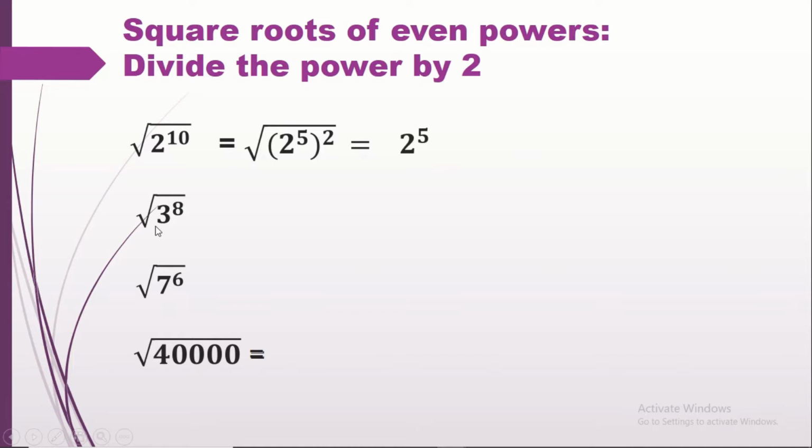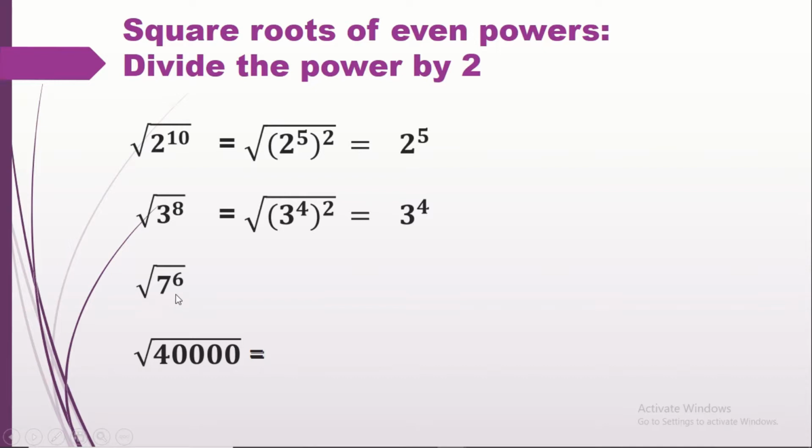Also here, as you see, we have radical 3 to the power 8. 8 is an even power. We can divide it by 2. We get the answer 4. So it's 3 to the power 4, all squared. Now the square cancels the radical. What remains for us? 3 to the power 4.